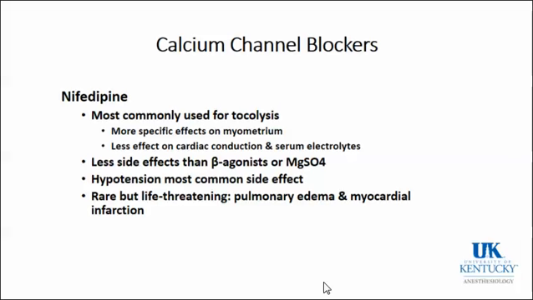Calcium channel blockers are probably the most common tocolytic being used now, primarily nifedipine. The reason is that it has very specific effects on the myometrium like the other drugs, but more importantly, it has fewer adverse effects in terms of cardiac effects and effects on serum electrolytes. So overall, there are fewer side effects from a calcium channel blocker like nifedipine than a beta agonist or magnesium. That's why it is primarily the drug of choice.